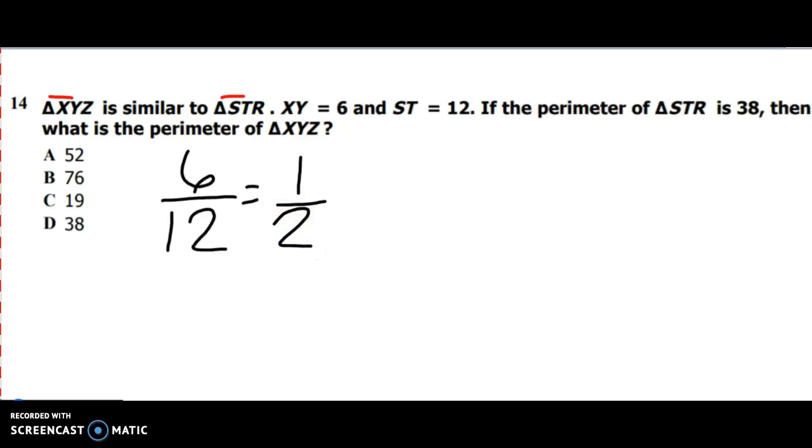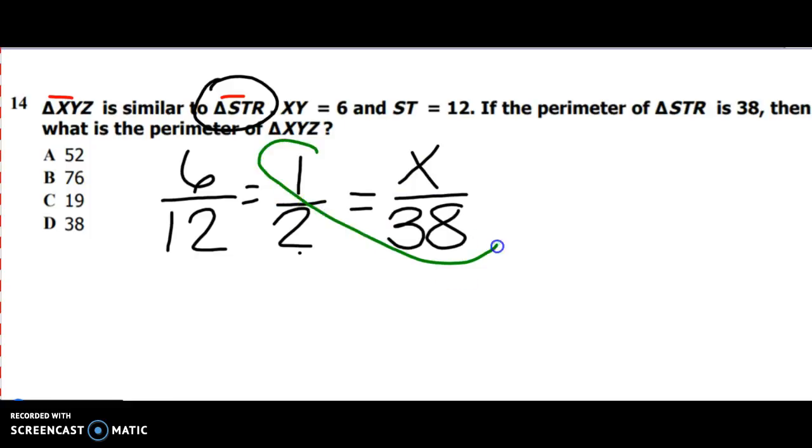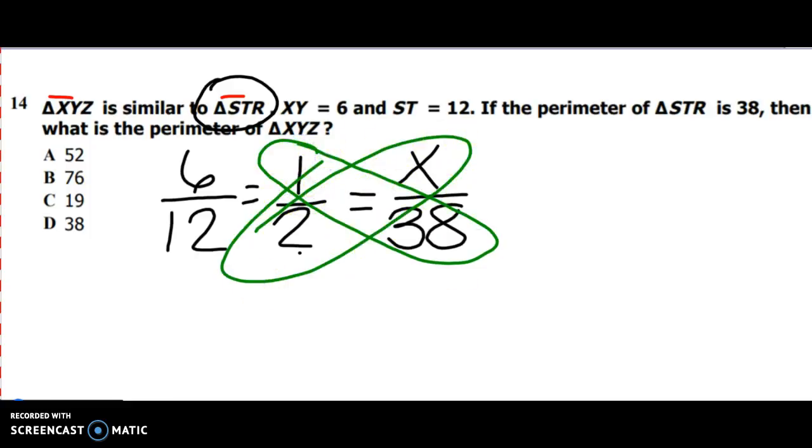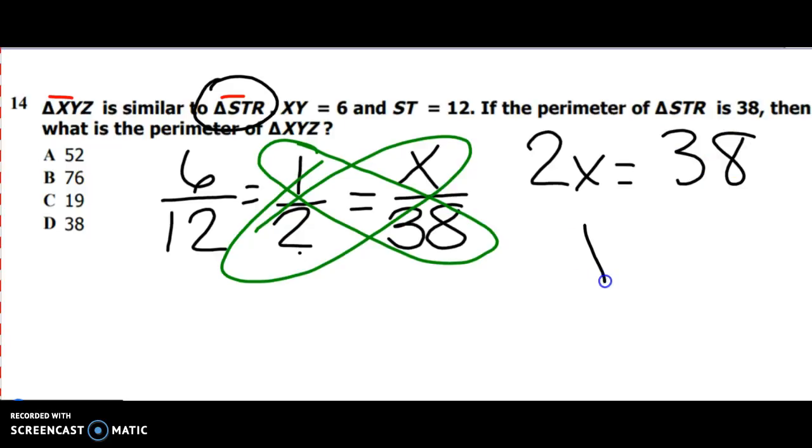If the perimeter of ST, now remember ST was my second triangle measurement that I used, so I'm going to set that on the bottom, 38, and I want to know what the perimeter of XYZ would be. So that's going to be my x. So now I'm cross multiplying here and here. So I end up with 2x, and 1 times 38 is 38. If I divide both sides by 2, 38 divided by 2 gives me x is equal to 19. So the perimeter of XYZ should be 19.